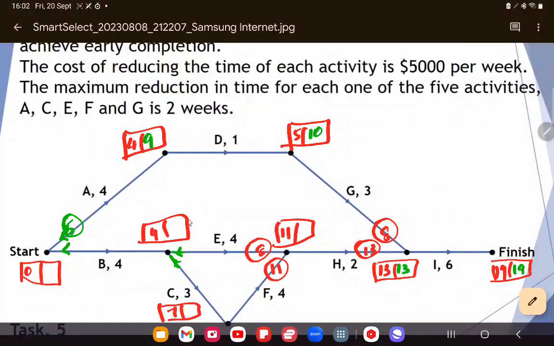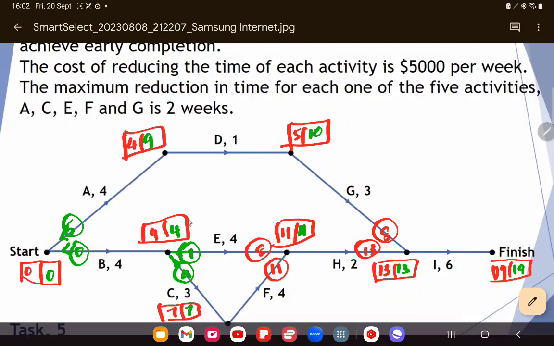And then if we go along activity H, 13 take away 2 is 11, and if we go along F, 11 take away 4 is 7, and 7 take away 3 is 4. Because we're making a choice, we write it here. Along activity E, 11 take away 4 is 7. And so we choose the smaller value, which is 4, and 4 take away 4 is 0. So that is a backward scan.